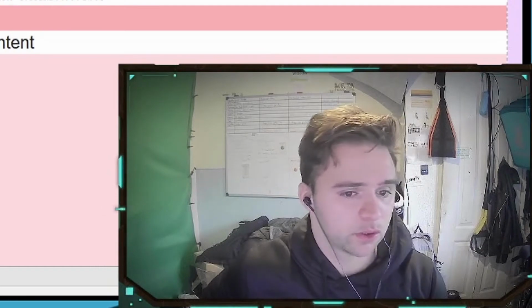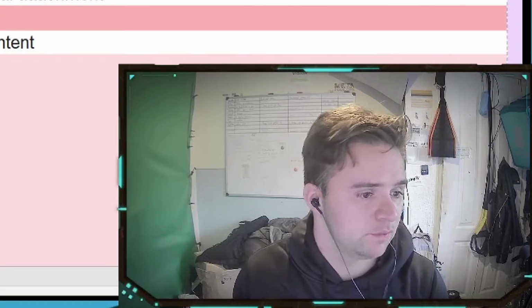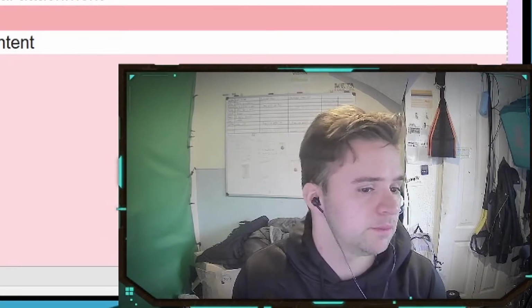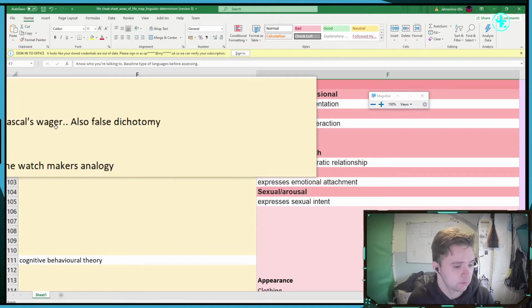Pascal's wager is a false dichotomy, and it basically says that we should live as if God does exist, because the rewards are a lot better than if he didn't exist. It's a false dichotomy because it's saying that you either believe in God or you don't. False dichotomy meaning when you're only presented with answers A or B and disregarding the idea of C, D, E.